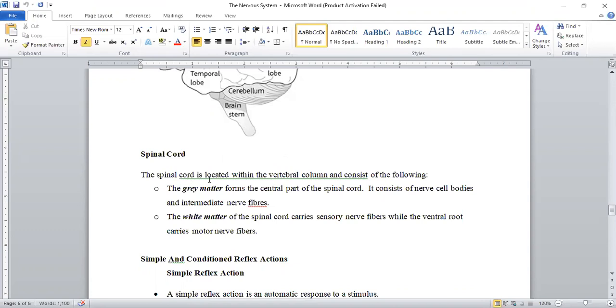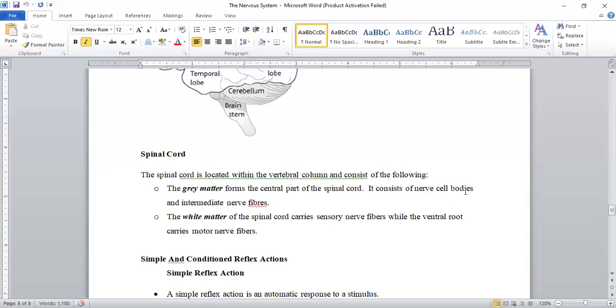The spinal cord is located within the vertebral column and consists of the following. We have the gray matter forming the central part of the spinal cord, and it consists of the nerve cell bodies and intermediate nerve fibers. Remember, we talked about the intermediate nerves. These are the relay neurons, one of the three different types of nerves. The relay neurons are also referred to as intermediate nerve cells, and these are located in the CNS. So remember, the spinal cord is part of the CNS.